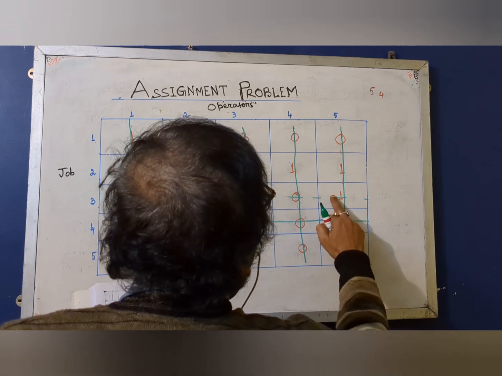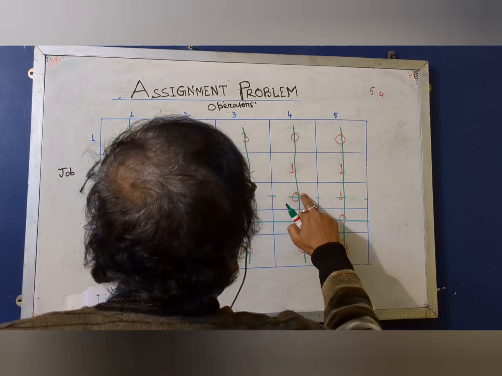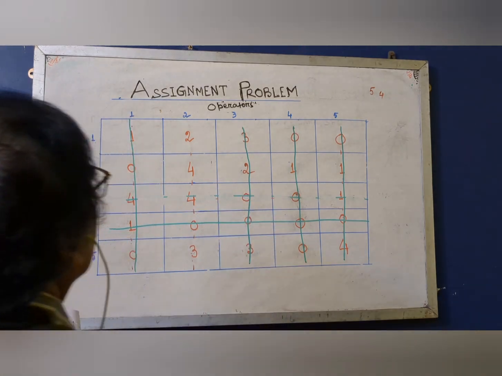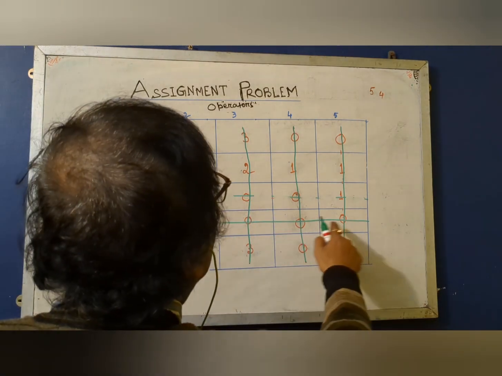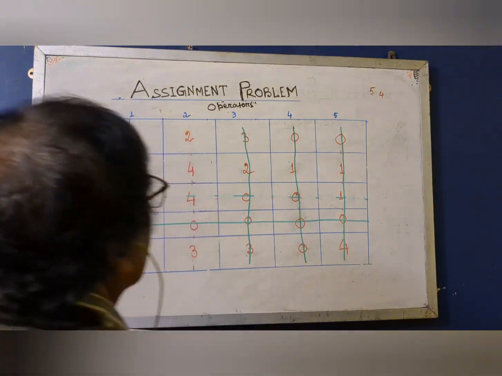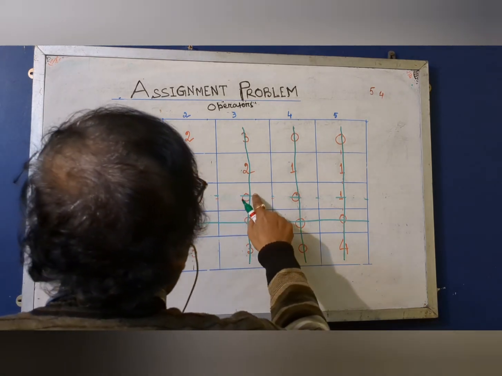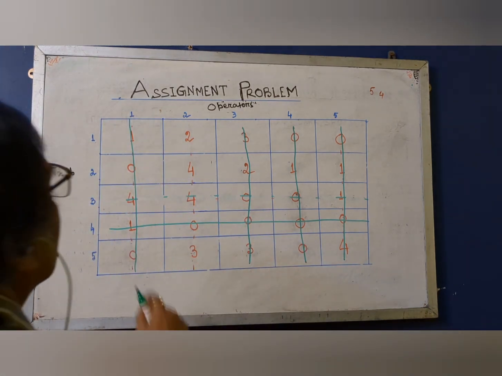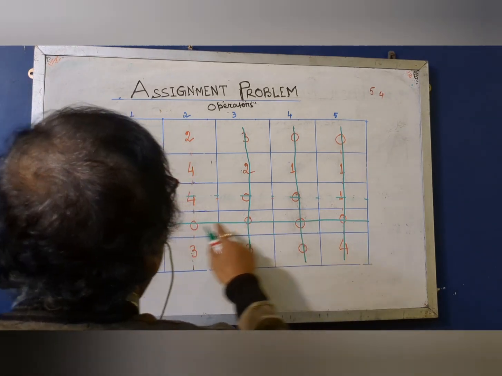This way requires a bit of trial. In this way you can check it. That is sufficient. This is the maximum number of zeros. That's why there is no rule, but you should practice how to cover all the zeros with the minimum number of lines. Now you see all zeros are covered.